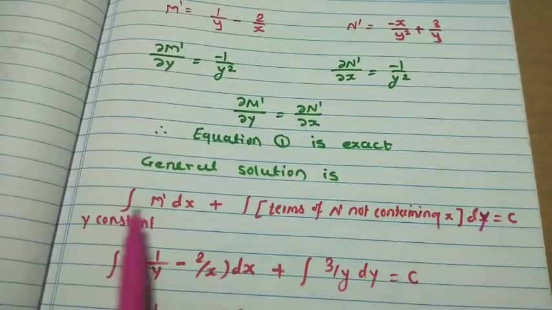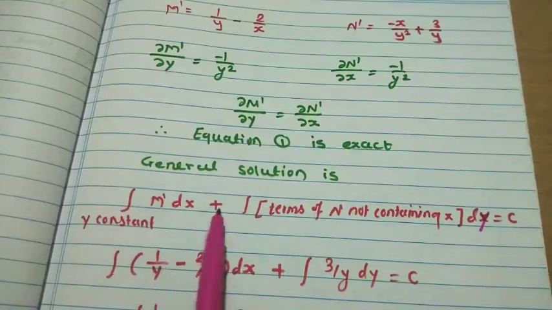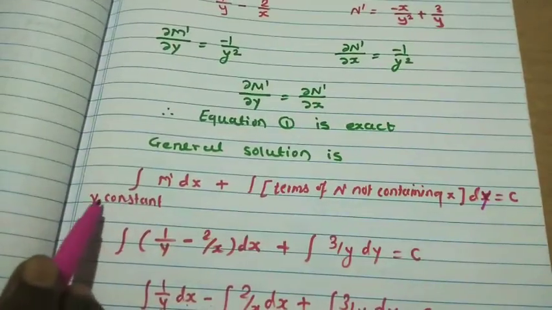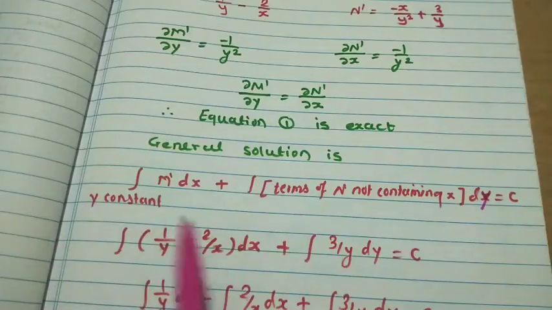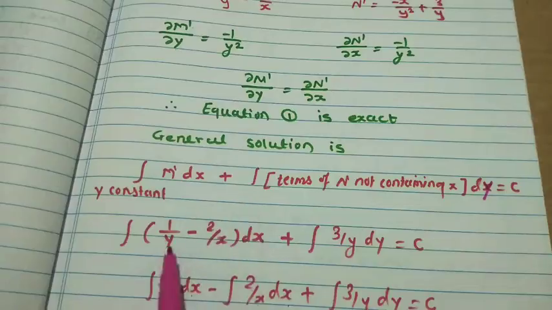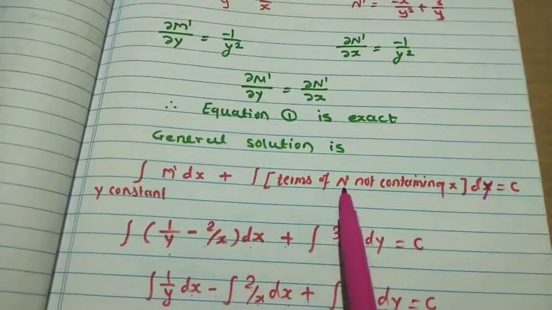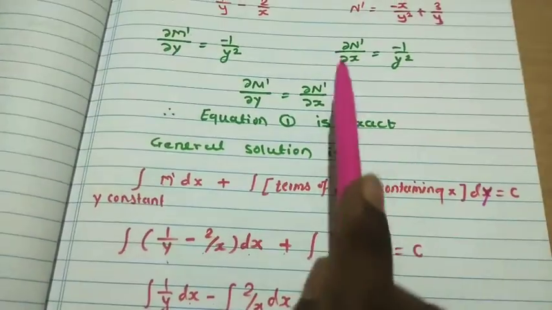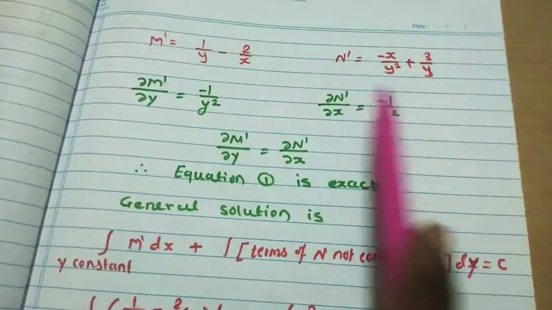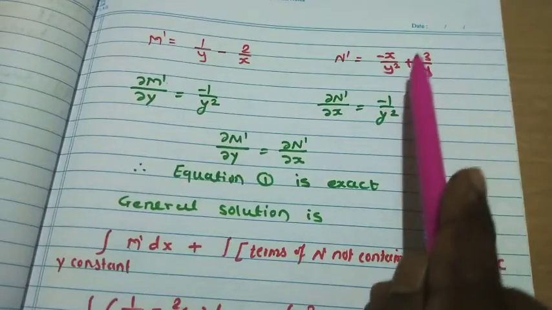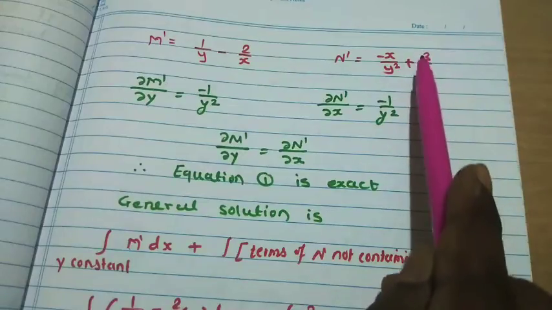So the general solution is the integration of M dash dx, plus the integration of the terms of N dash not containing x, dy, equal to c. Here we are taking y as a constant. Now put M dash and N dash here. So the integration of M dash is (1/y − 2/x) dx, plus, now we take the terms of N dash not containing x. You can see the only term not containing x is 3/y, so we'll consider only 3/y.